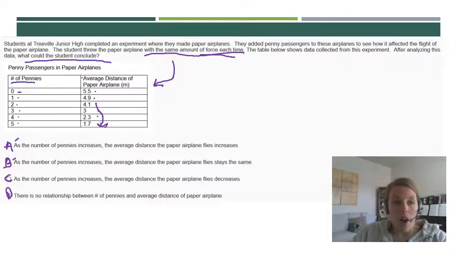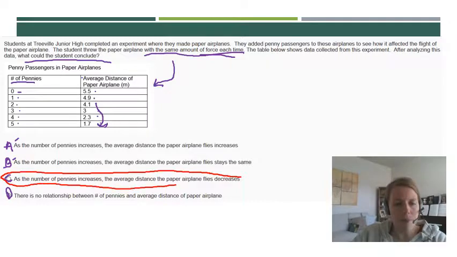All right, I hope after that you picked letter C, because that's the correct answer. As the number of pennies increases, right, as we put more penny passengers into that paper airplane, we see that the distance that the paper airplane flies decreases, okay?